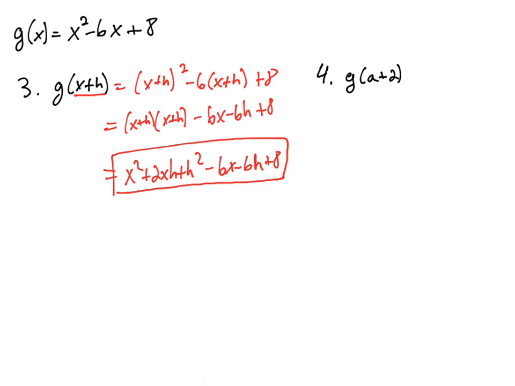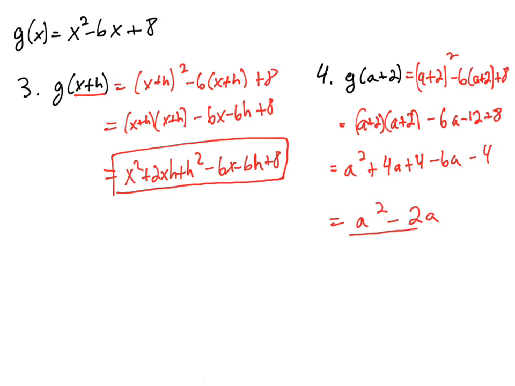And then lastly, g of a plus 2, so let's input a plus 2 squared minus 6(a plus 2) plus 8, and expand and simplify. And we end up with a squared minus 2a.